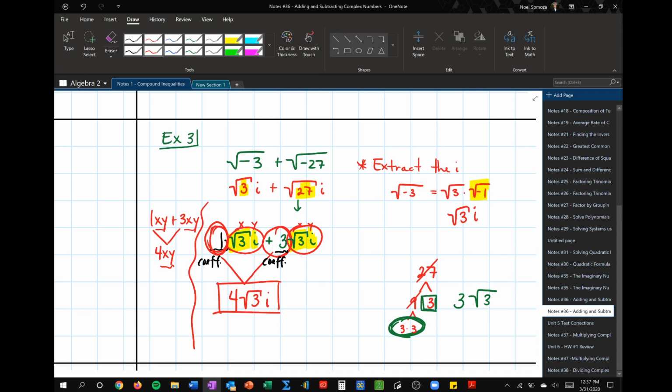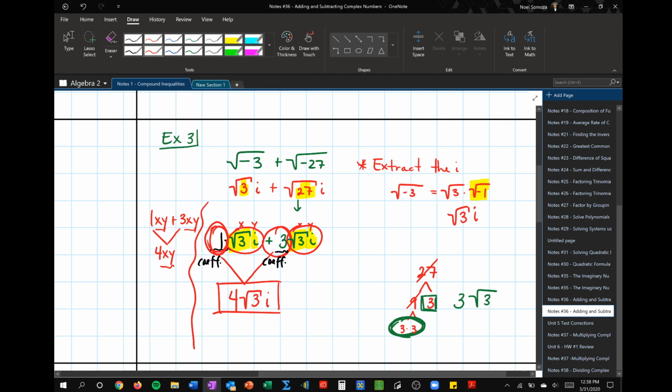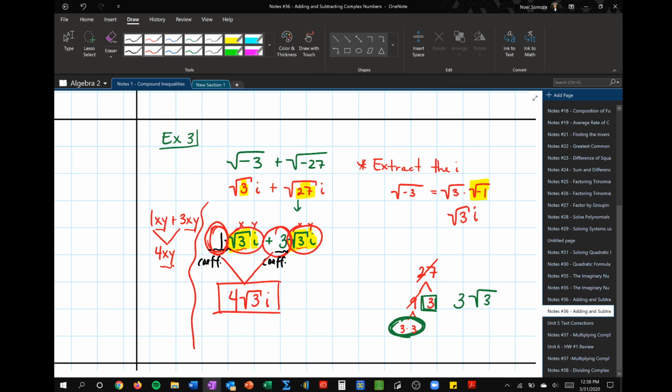So I hope that makes sense, because that's the trickiest part about adding and subtracting like terms. Once you get the square root and you get the i involved, it becomes a little tricky. You're allowed to add coefficients, but you are never allowed to add the inside of a square root with the inside of a square root. You can multiply the inside of a square root times the inside of a square root, but you cannot add them. Adding doesn't work. Multiplying, yes.